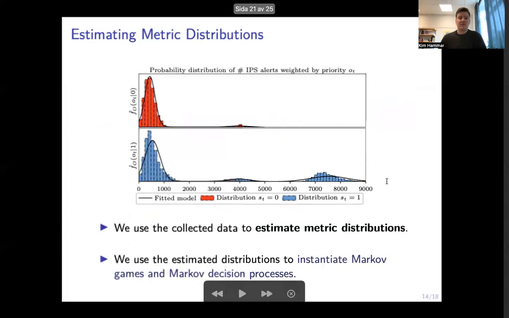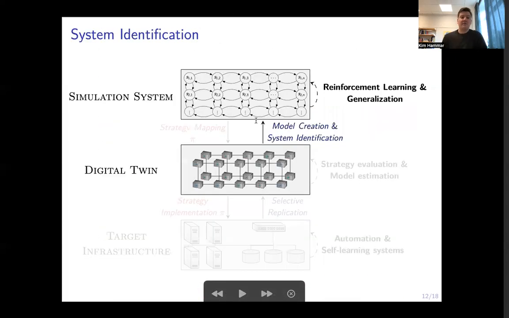If we go back to this figure that we saw previously, we are actually optimizing the defender strategies in this simulation environment here, and then we evaluate them in the digital twin here. What we observe is that the performance of our learned strategies that we have here is very similar to the one that we have here, which indicates that this system identification step is really working and that this simulation is capturing the important properties of the real digital twin.